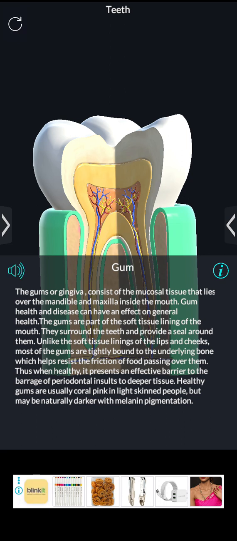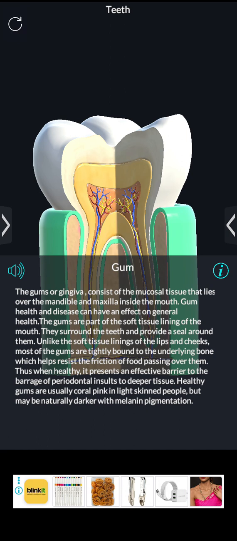The gums or gingiva consist of the mucosal tissue that lies over the mandible and maxilla inside the mouth. Gum health and disease can have an effect on general health. The gums are part of the soft tissue lining of the mouth. They surround the teeth and provide a seal around them.